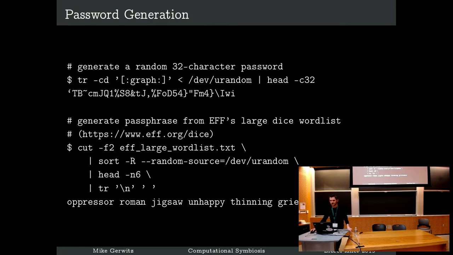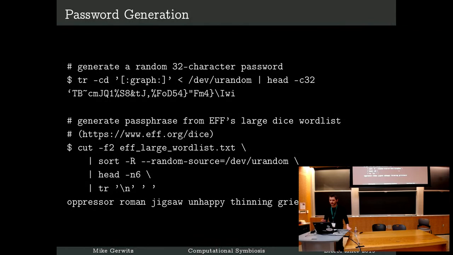So in this case, tr stands for translate. And what we're going to do is read from /dev/urandom, which is a stream of random binary data. And we're going to say c means the complement and d means delete. So we're going to say anything that's not a graph, and a graph is a printable non-space character, delete. So previously we used head for lines, now we're using it for characters. If we take the first 32 of such characters, then we get a randomly generated password.